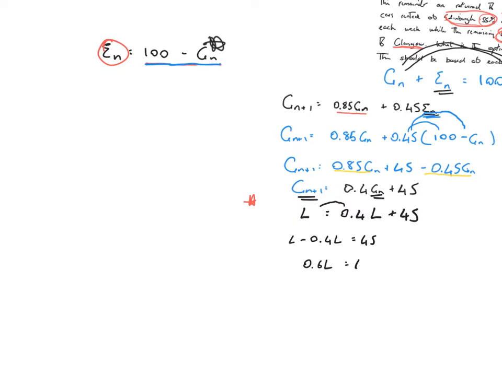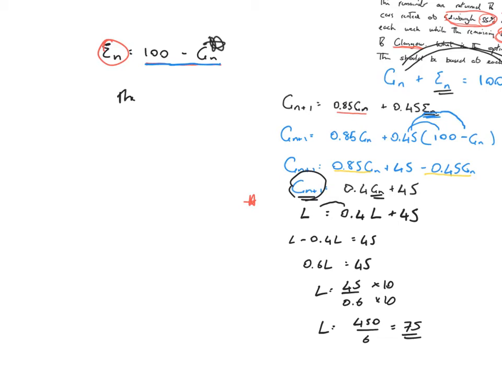0.6L equals 45. L equals 45 divided by 0.6. Multiply top and bottom by 10, and that'll give me 450 divided by 6. 400 divided by 6, 50 divided by 6, and that'll give me 75. Okay, so what's that limit for? That's the limit for Glasgow cars.